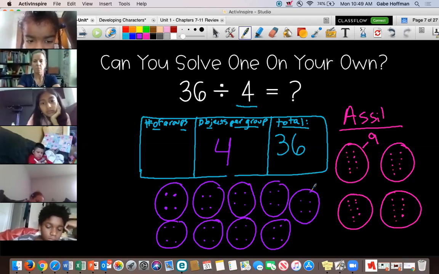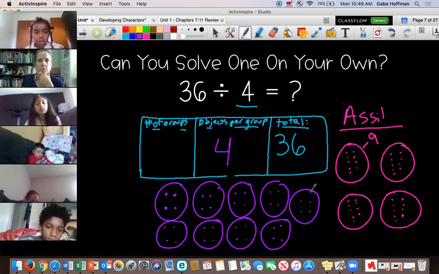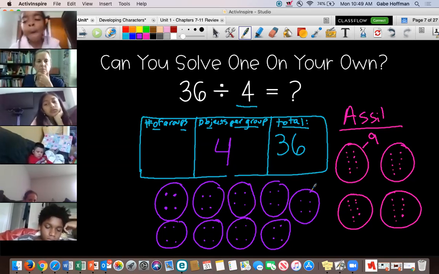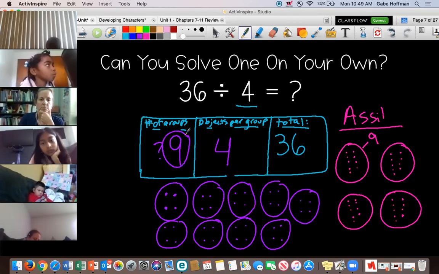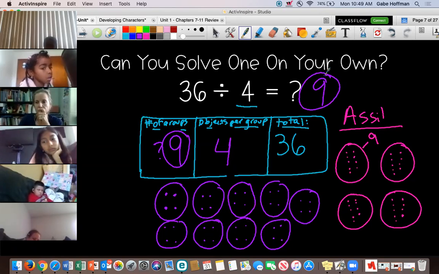Okay, so I separated them into four per group, and then I would count my number of groups to find my missing number. So that would be our missing number. And if I count them, 1, 2, 3, 4, 5, 6, 7, 8, 9, that would be 9 groups. And then that would be my quotient or my answer. Okay? So we have one more to practice.